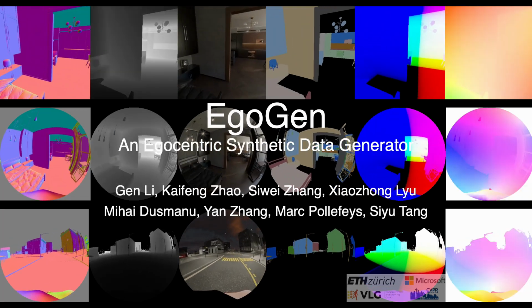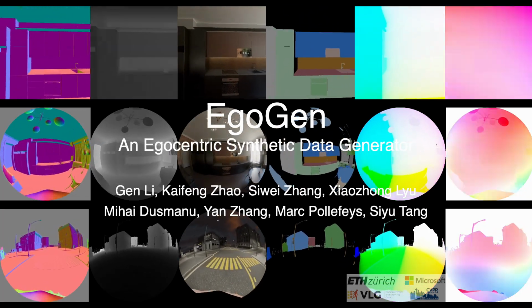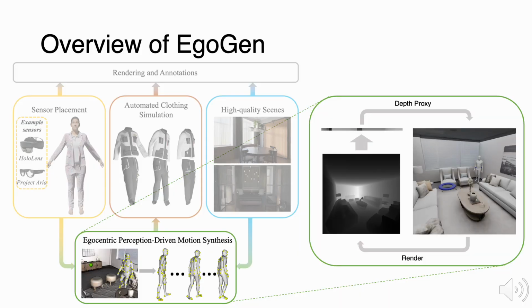We introduce EgoGen, a generative and scalable synthetic data generation approach, specifically tailored for egocentric perception tasks. At the heart of EgoGen is a novel egocentric perception-driven motion synthesis model. Our key idea is to enable virtual humans to perceive their environment, thereby closing the loop on the interdependence between egocentric synthetic image data and human motion synthesis.